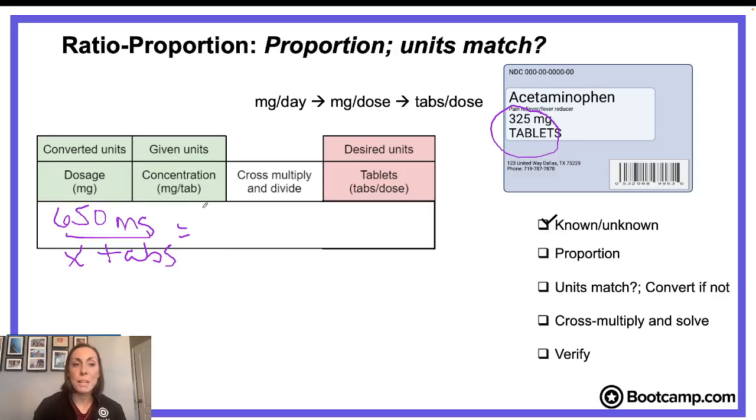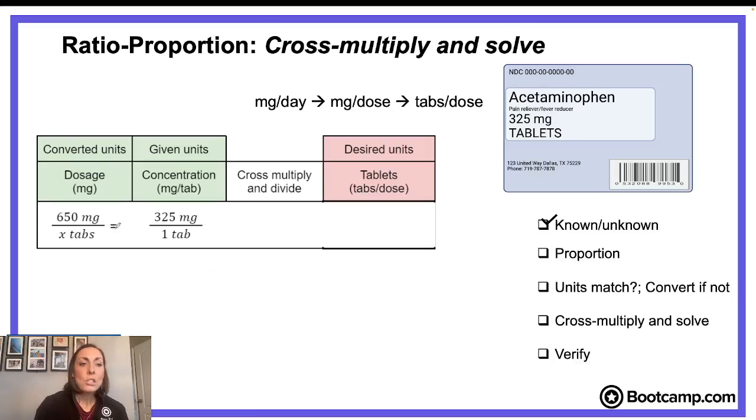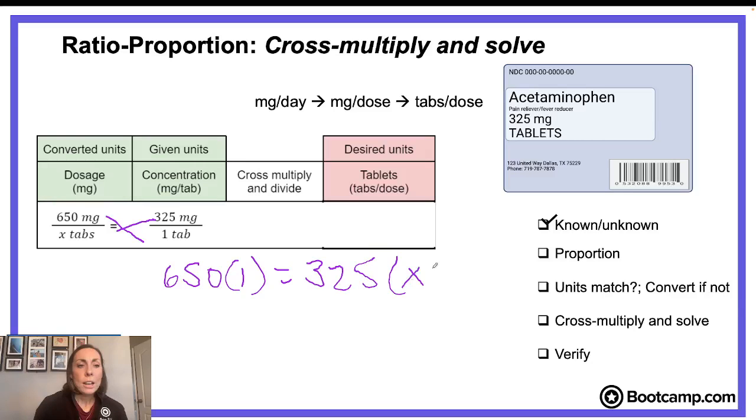So what are we putting up top? Our 325 milligrams, right? Because we need our units to match. And then we're putting that over tablets, 1 tab. Okay, so now we see our units match, right? We have milligrams up top and tabs on the bottom, and we can cross multiply. So we do our 650 milligrams times our 1 tab, and we get our 325 milligrams times our X.